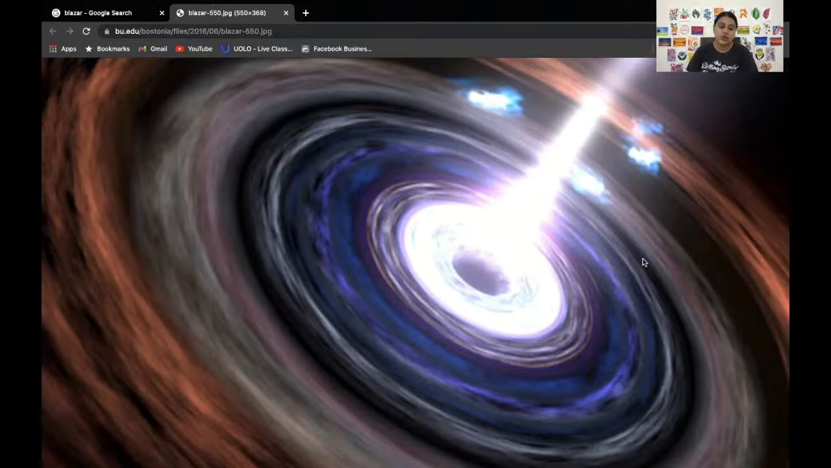If you look at the composition of what a blazar is like, it is sort of a circular spiral thing like this, with a center nucleus, which is the black hole, with a lot of light coming out on either side.